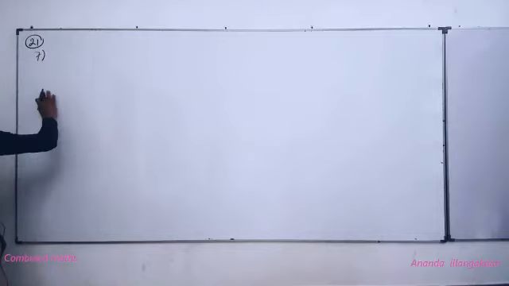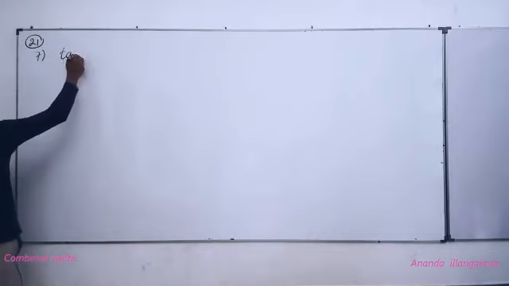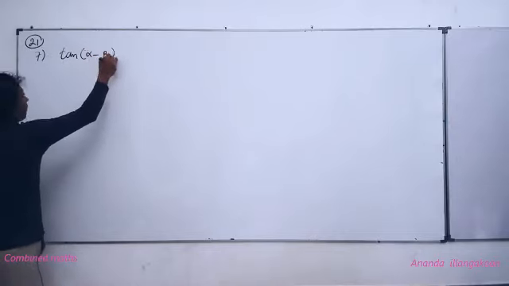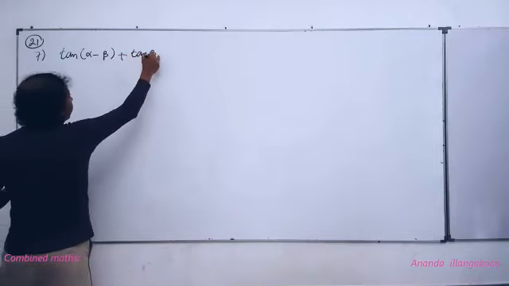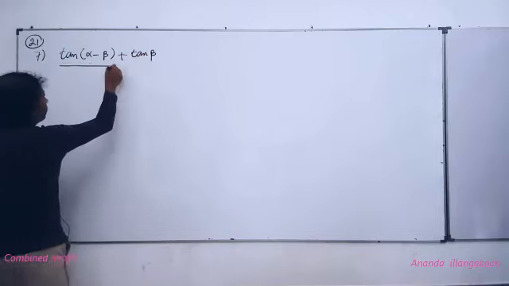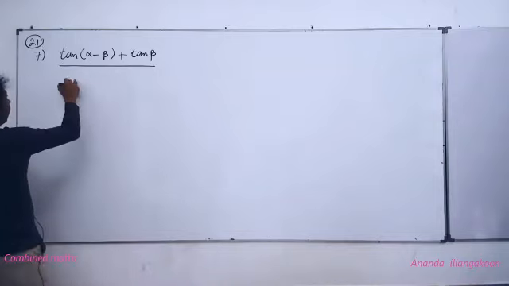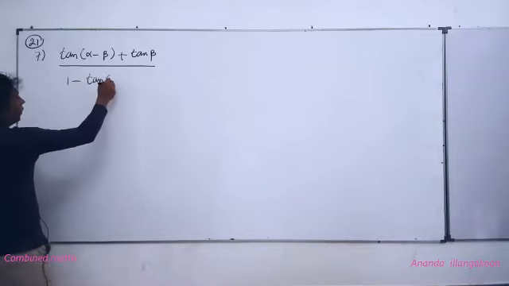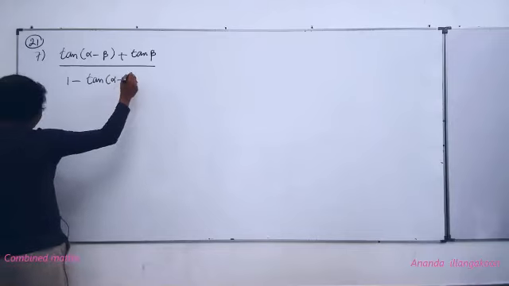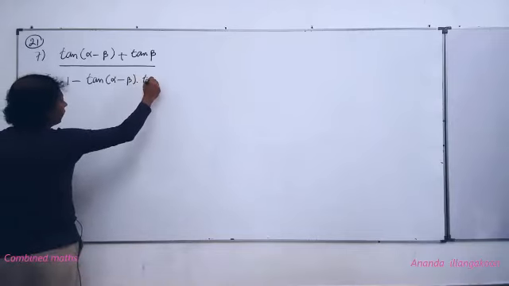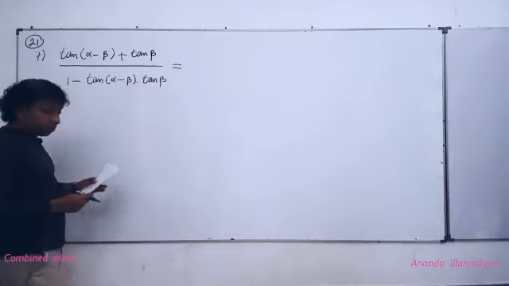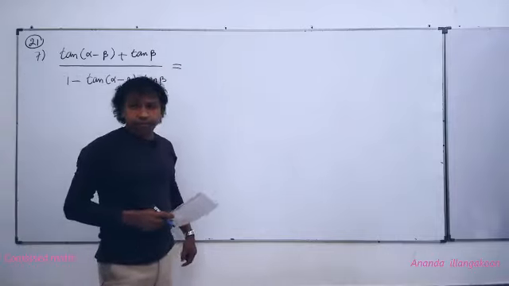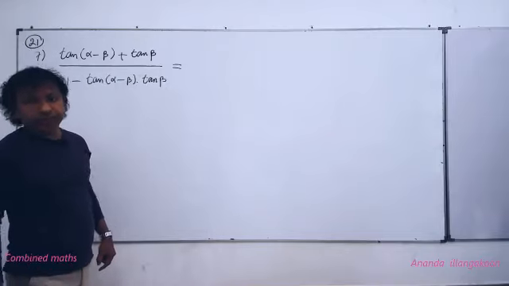Right. People, asking there: tan(alpha minus beta) plus tan beta, divided by 1 minus tan(alpha minus beta) into tan beta. We have to prove this left hand side is equal to tan alpha.